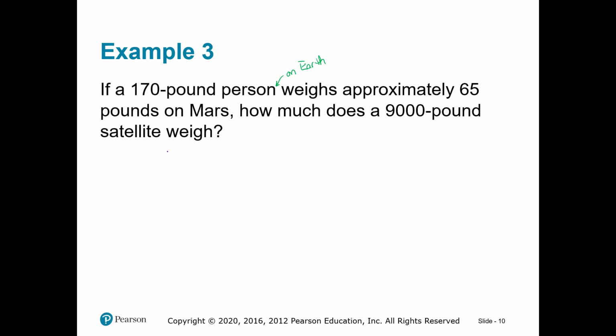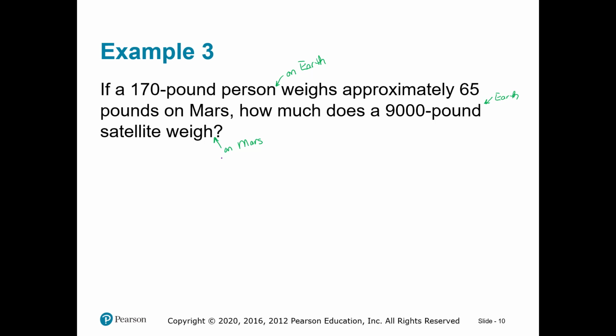You know, the English language is quite interesting. They're assuming a lot of things. This 9,000-pound satellite, where is it located? Is it located on Earth? Is it located on Mars? Where is it located? These are some of the things they're assuming that you can figure out based on what they wrote. So, how much does a 9,000-pound satellite weigh? This 9,000-pound satellite is on Earth, which means they want to know how much it weighs on Mars. Got it?